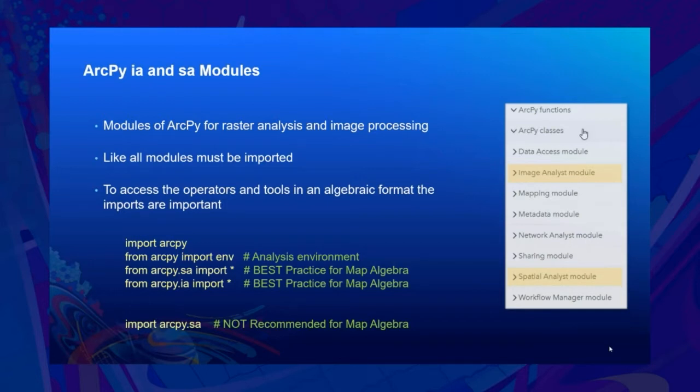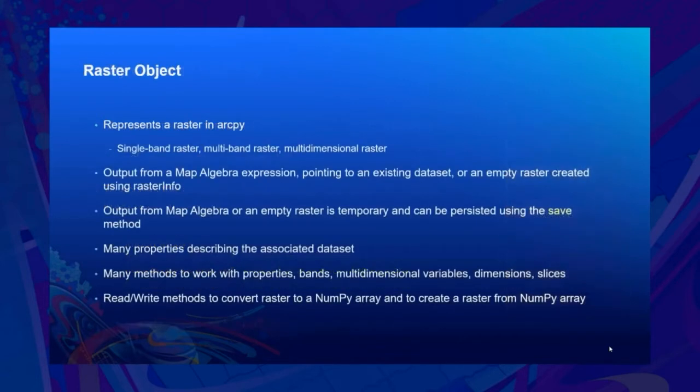Now let's talk about the raster object. That is the key of everything when it comes to raster in ArcPy. It is the centerpiece. It represents a raster. It could be a single band raster, multi-band raster, multidimensional raster. How do you get this raster object? It could be an output from a map algebraic expression, or it could be an object pointing to an existing dataset, or you can create an empty one also using raster info.